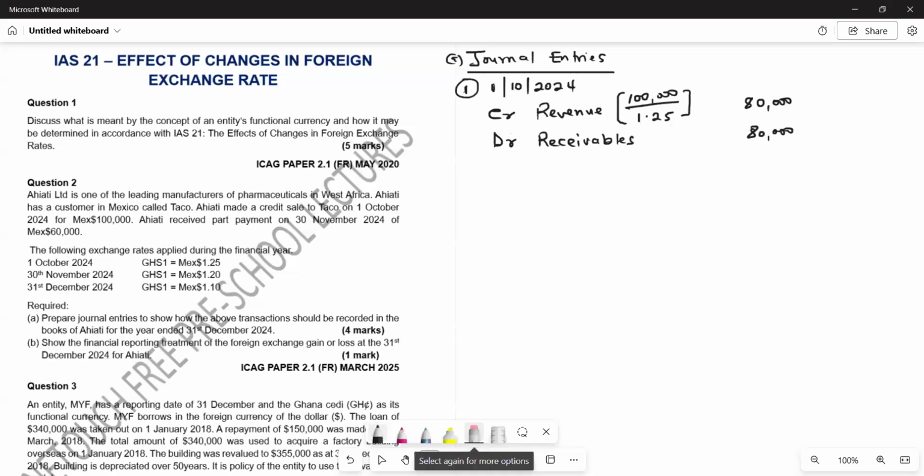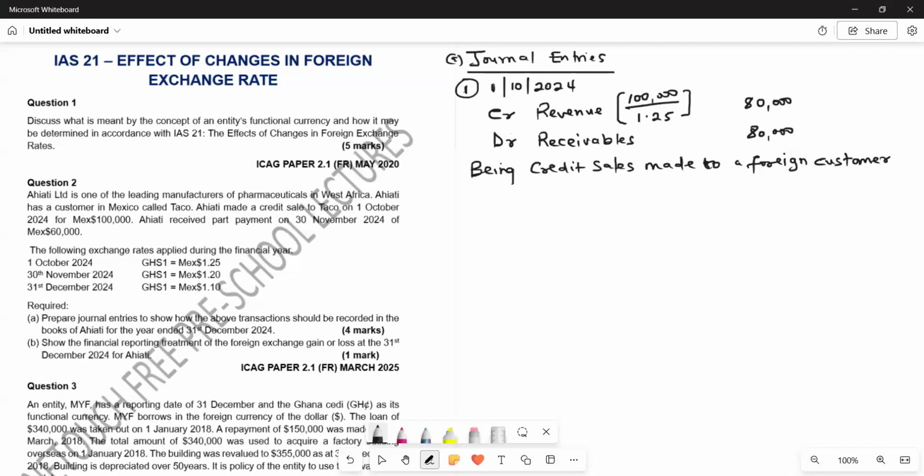So it's a journal entry. So you say that it is credit sales made to a foreign customer. You know that every journal entry has a narration, right? Hello, is that not it? It is.